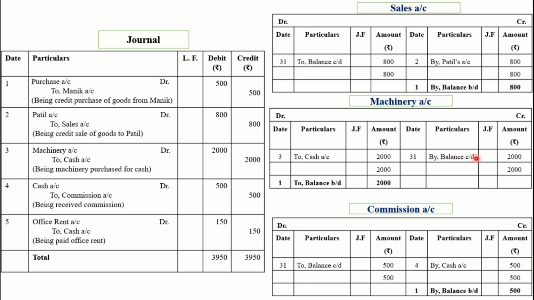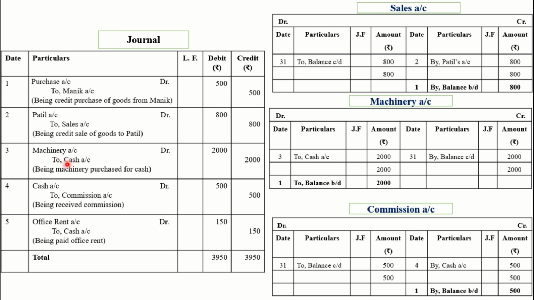31st, by balance carry down 2000. Both sides are the same, 2000, 2000. Now, opposite to the carry down entry, we need to add the brought down entry, that is, first, to balance brought down 2000. Okay, now machinery account is done.